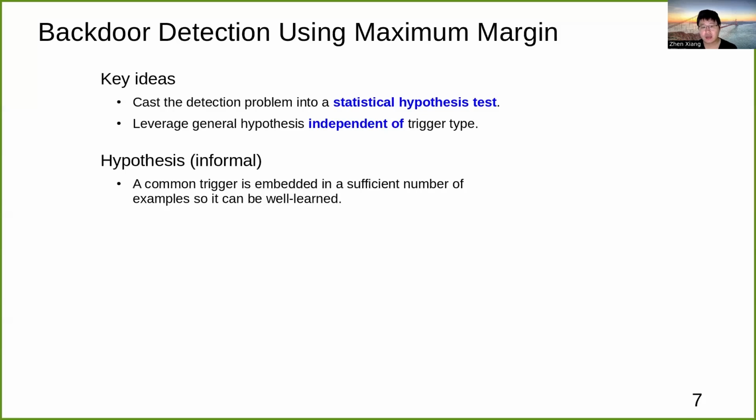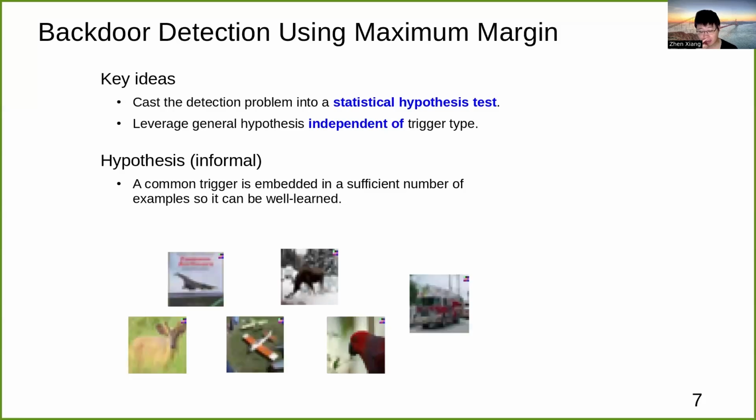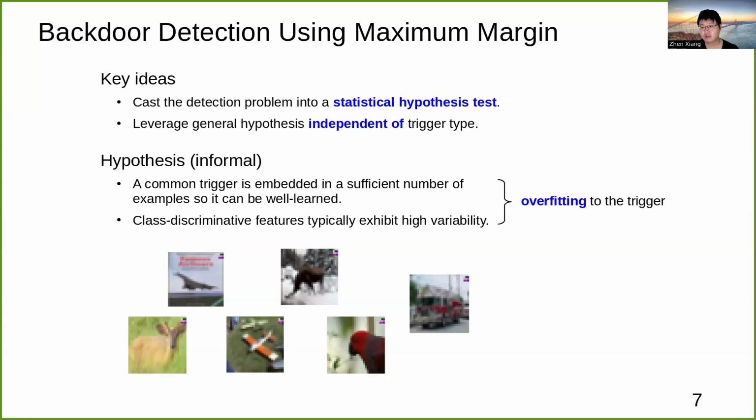So informally, our hypothesis is based on an observation that a common trigger will be embedded in a sufficient number of examples, so the backdoor mapping will be well learned. For example, here we have the same trigger embedded in a large number of different images. And even for the so-called sample-specific backdoor trigger that exhibits different patterns in the pixel domain, they will share a common feature in the internal layer of the neural network. In contrast, the class discriminant features typically exhibit very high variability, so these two effects together will lead to an overfitting to the trigger. But now the question is, how do we quantify such an overfitting?